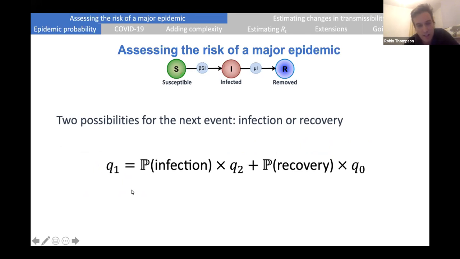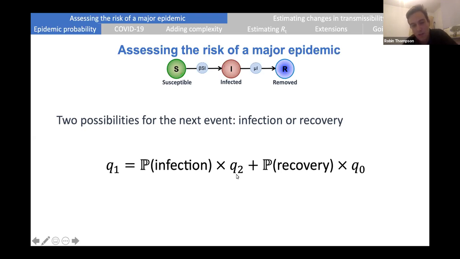So in other words, you can write down the probability of no major epidemic starting from one infected host as either they go on and infect someone else, and then there are two infected hosts, or they recover or are removed, and then there are no infected hosts. So then Q subscript zero, that's the probability of no major epidemic starting from no infected hosts. And if there are no infected hosts, then there definitely isn't going to be a major epidemic. And so Q subscript zero is equal to one.